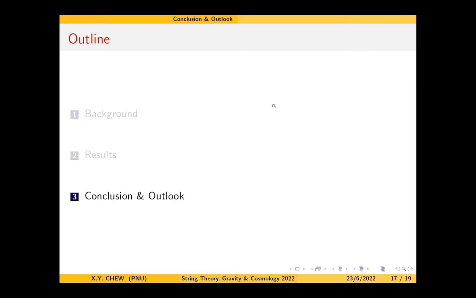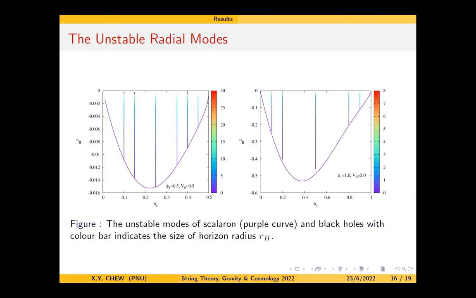Do you consider what kind of internal structure you expect for such a solution? In this case, for the black hole solutions, we only obtain the solution from the horizon to infinity, so we do not know what is happening inside the horizon. But this is interesting. Maybe we can integrate back from the horizon to the origin to check what is happening inside. Maybe this can become future work.